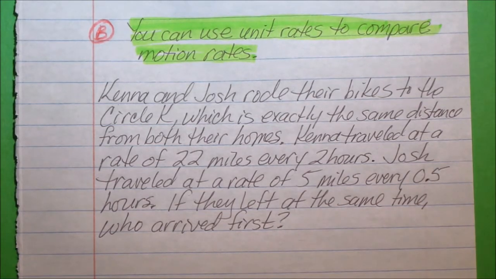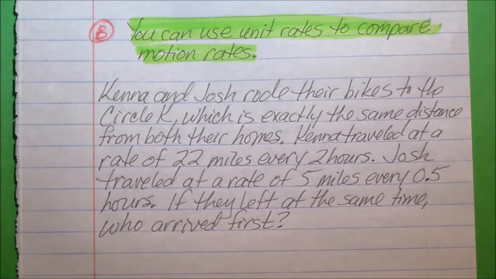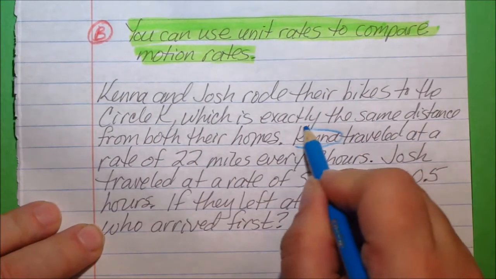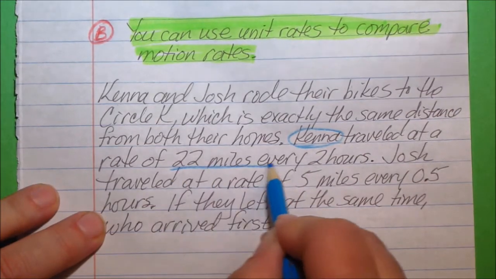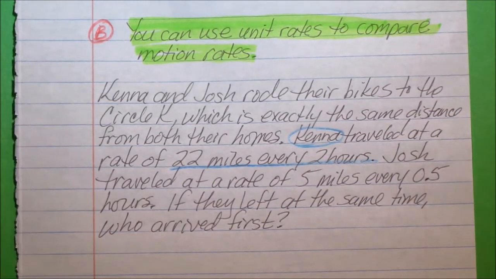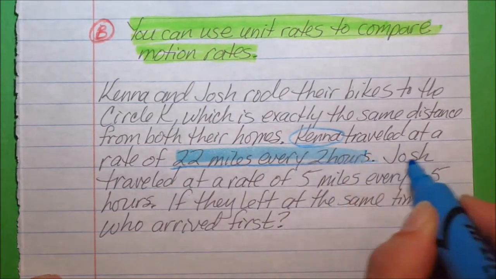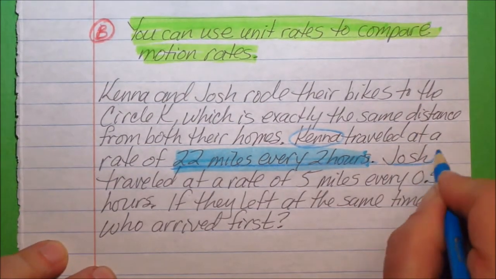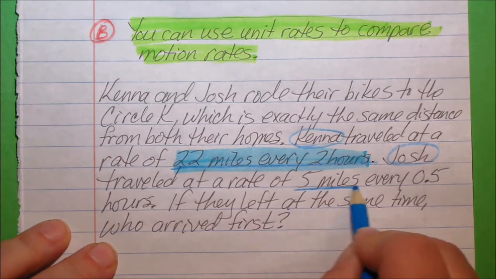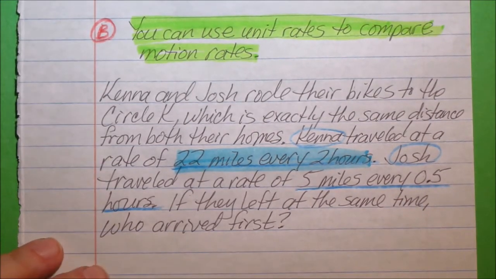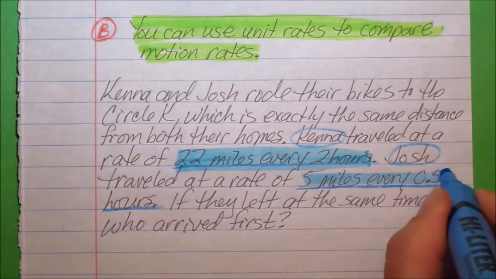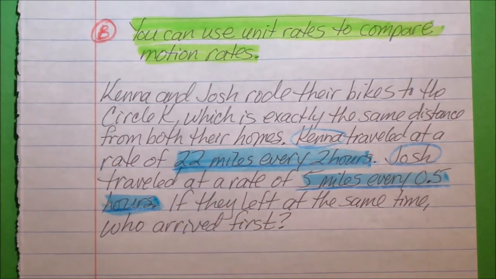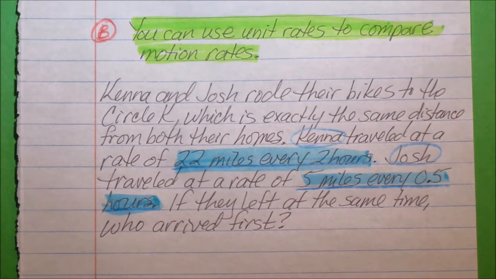All right, so, first thing we have to do is figure out what are our rates that we are going to compare. All right, the first one is, well, we've got Kenna here, who's traveling at a rate of 22 miles every 2 hours. So that's our first one. 22 miles every 2 hours. And then Josh, he traveled at a rate of 5 miles every half hour. That's our second rate we'll set up. Then we'll find the unit rates and compare. Okay?